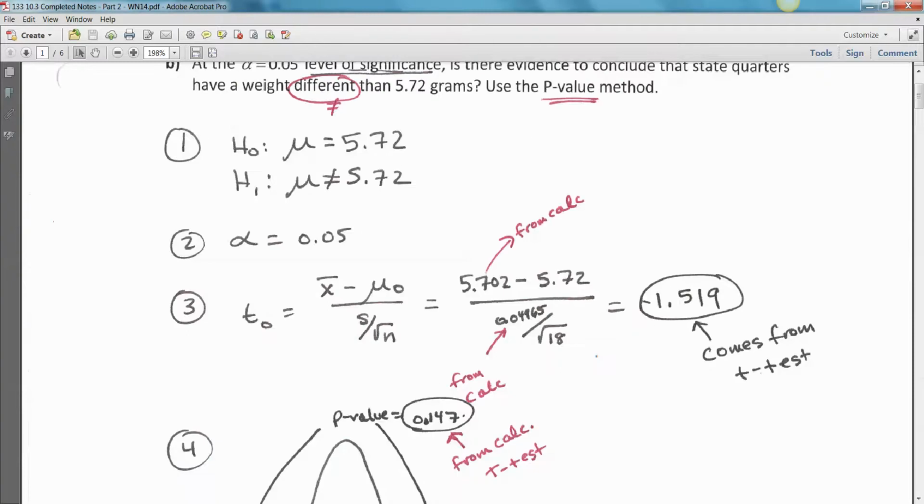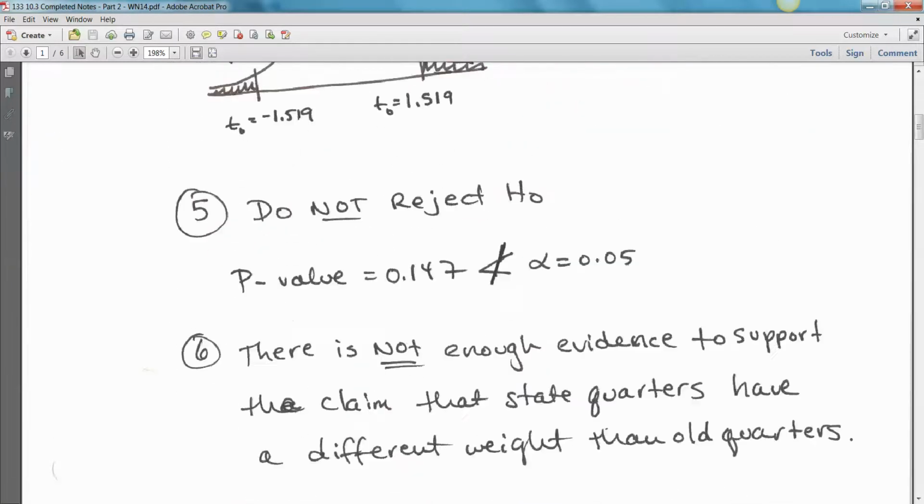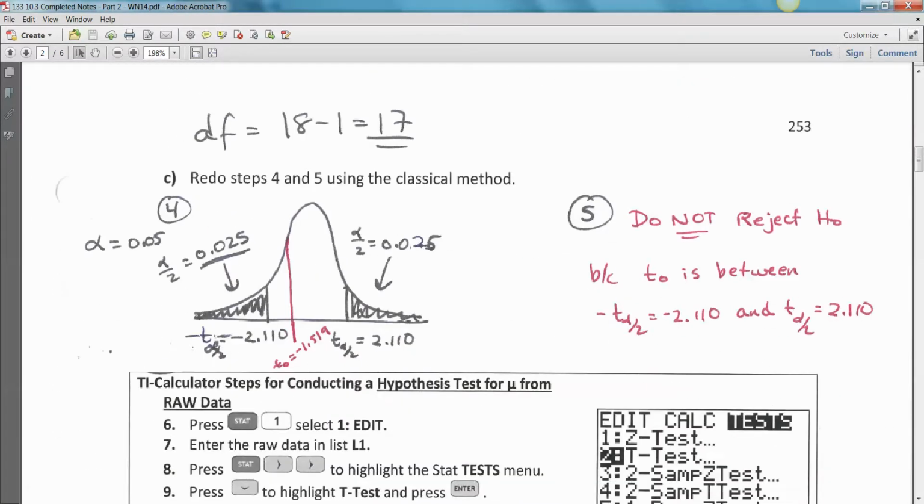Now, the other thing to help yourself with is the classical method. So if you're using the classical method and you want to help yourself find these critical values for step 4, which you can see right here, I said we're negative 2.110 and positive 2.110. All right, now where did those come from? Well, your alpha was 0.05. And since your alpha was 0.05, you cut it in half because it's a two-tailed test. If it was a one-tailed test, you'd stick with all of the 0.05. But since it's two-tailed, you cut it in half, 0.025. So you have 0.025 on each tail.